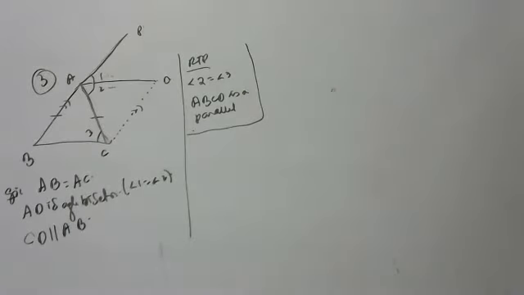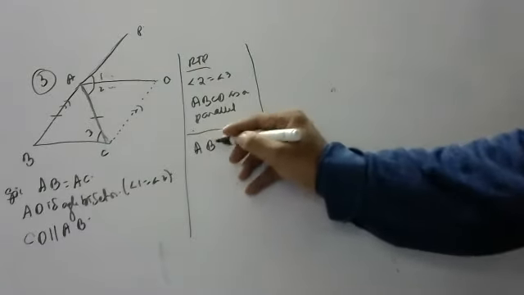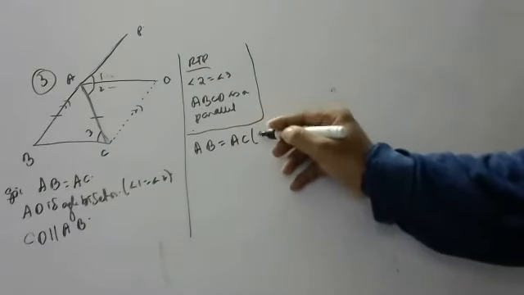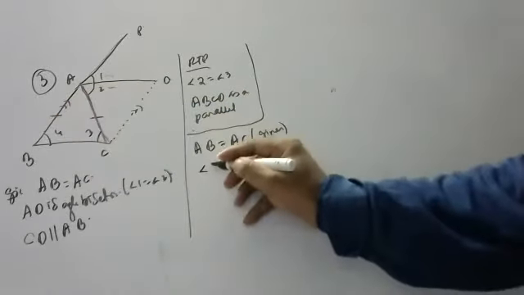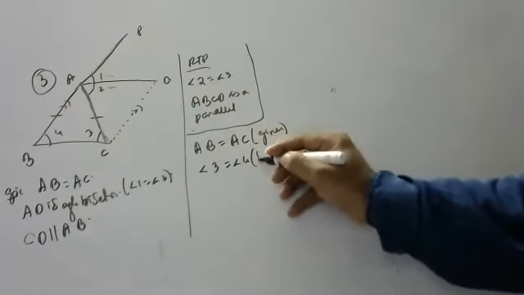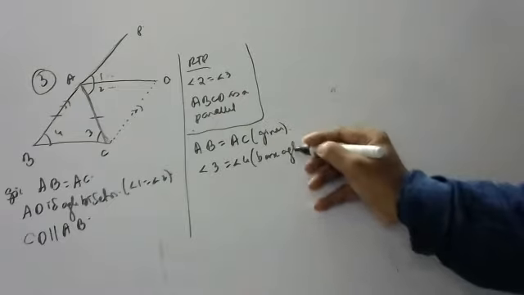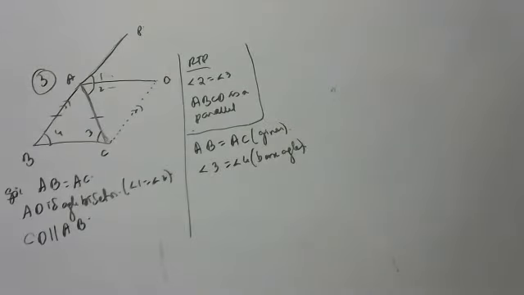First one. Children, please see here, AB is equal to AC. Why, children? Given. So can I say angle 3 is equal to angle 4, children? Why? Yes, sir. Isosceles triangle, base angles are equal. Okay, children.